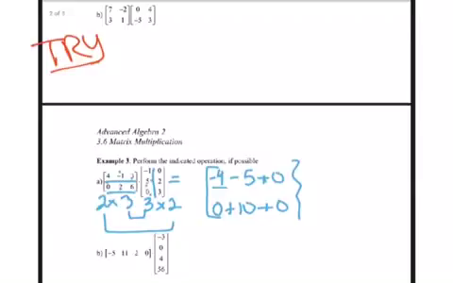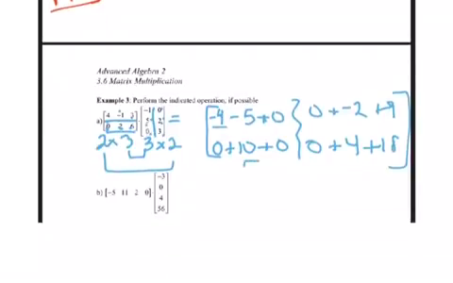Okay, and then I've got row 1, column 2. So I'm going to use the 4, negative 1, 3, and the 0, 2, 3. So I've got 4 times 0 is 0, negative 1 times 2 is negative 2, and 3 times 3 is 9. And then row 2, column 2, 0 times 0, 2 times 2, 6 times 3.